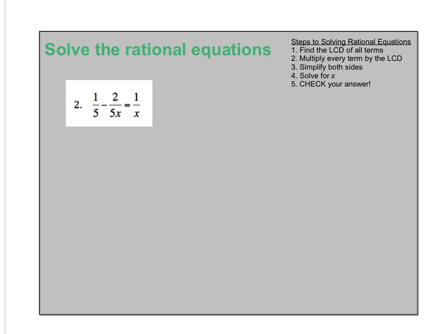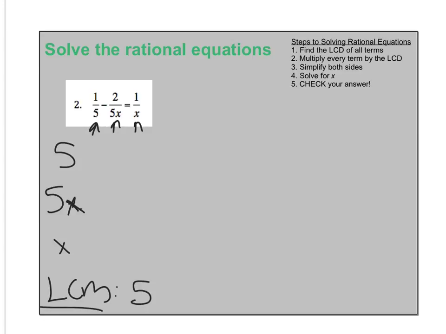Here's what I mean when I say that. If I look at 5, 5x, and x, I look at all the denominators and ask what my least common multiple is. What's in common with all those? Well, my least common multiple is going to be 5x. Now I'm going to solve this by getting rid of each and every fraction. I do that by multiplying everything by 5x.